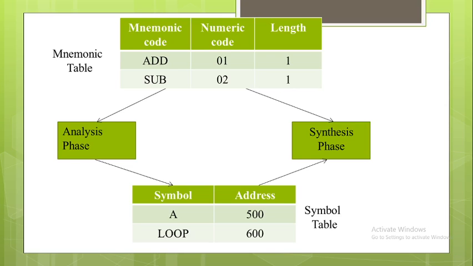Now this diagram shows the use of data structures by the analysis and the synthesis phase. The mnemonic table is fixed and it is accessed by both phases, the analysis phase and the synthesis phase. The symbol table is prepared by the analysis phase and it is used by the synthesis phase. You can see the mnemonic table consists of mnemonic codes and their corresponding numeric codes with the proper length. And as we know, the symbol table consists of the symbol name and corresponding addresses.